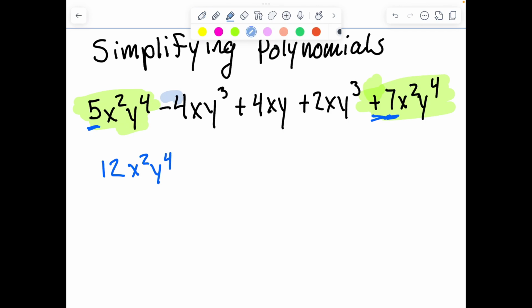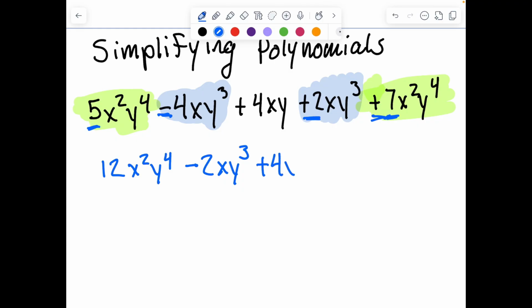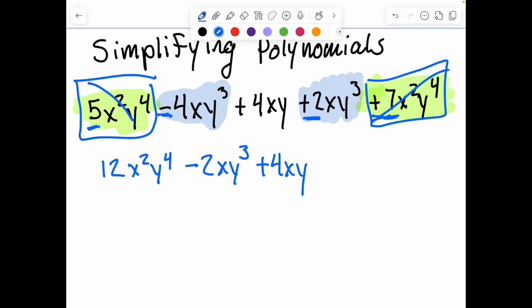Then I'm going to look at, looks like I've got an xy to the cubed. Looks like I have another one of those here. I've got a negative 4 of them here, positive 2. Add those two together, I'm going to end up with negative 2xy to the third. And looks like I am finally left with this little thing on its own, the 4xy. So look for those like terms, highlight them if you need, box them if you've got them in there. One thing you can do is also cross them out to say, okay, I've got this simplified, I added those together, I don't need to worry about that anymore.